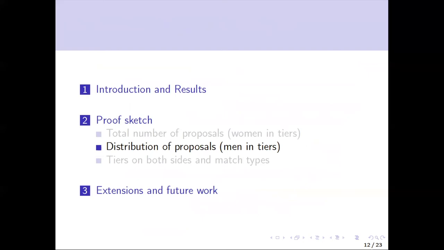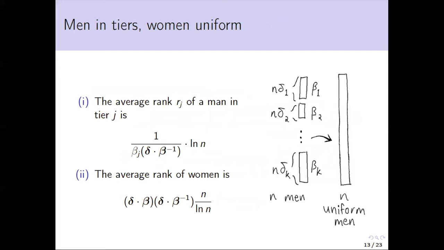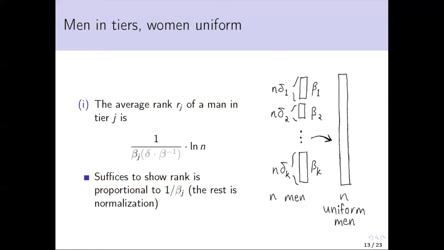And the second case is where we have men in tiers and women are uniform. This helps us to study the distribution of proposals from different tiers of men. Our earlier result simplified into these expressions for men and women. In fact, we want to emphasize that what we really need to show is just that rank for men is proportional to 1/beta, their scores, because the grayed out factor in the denominator is really just the normalizing constant to make the average rank of men be log n, as we showed earlier.